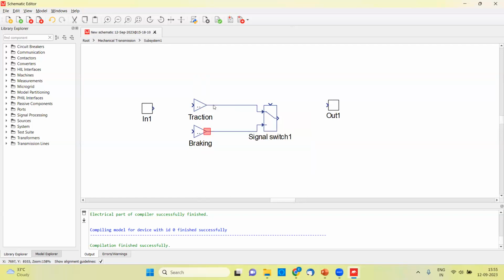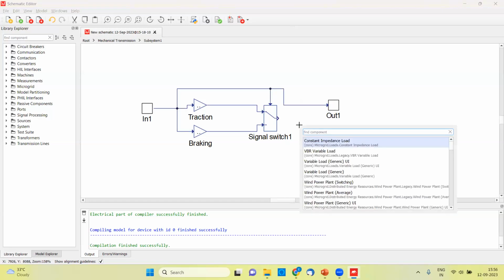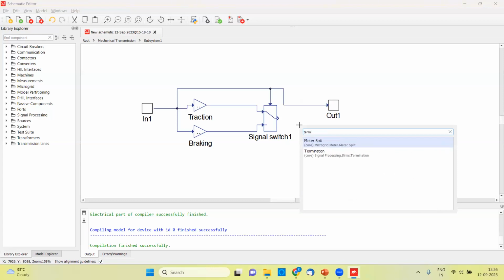So it will choose which condition is happening, and according to that, it will perform the switching operation. Now, what is the control command which is coming over here? Basically, I'm connecting this input signal to all my components. My control is also coming through this input signal only, and according to this only, my output is getting measured. Now, for this signal switch output, I'm going to connect one termination over here.